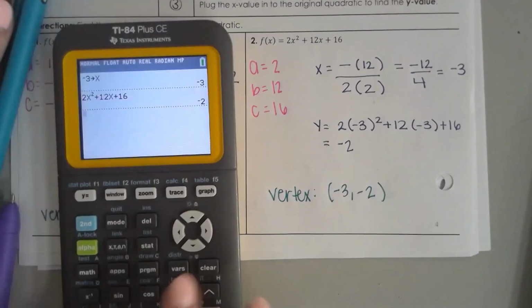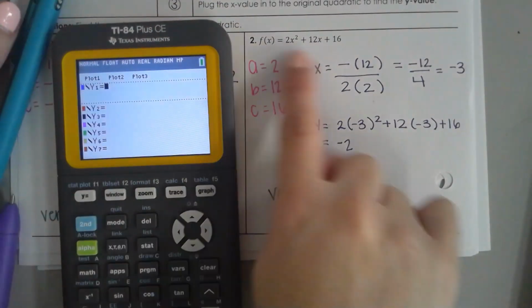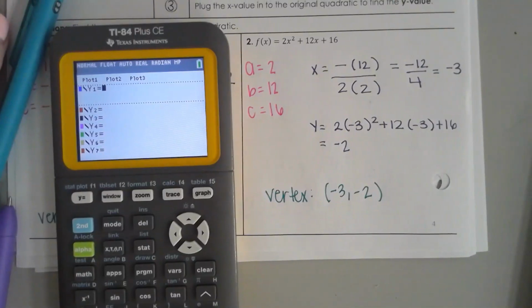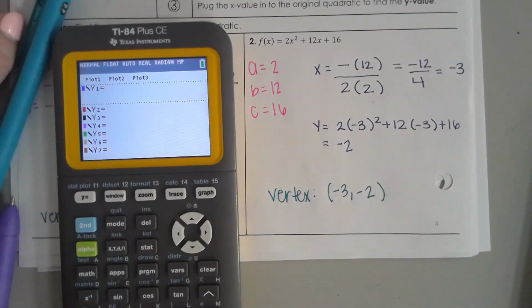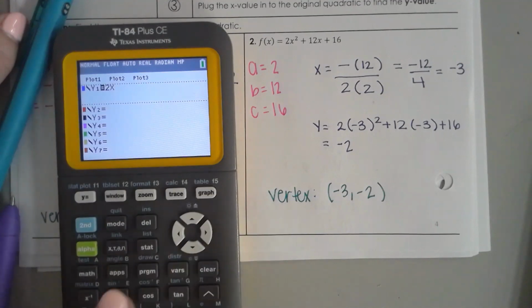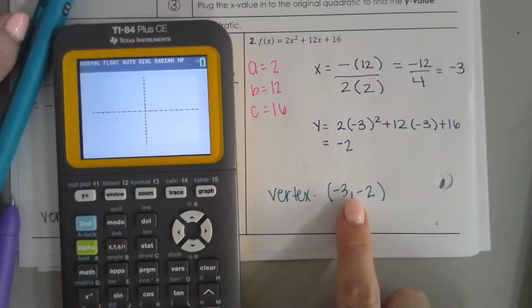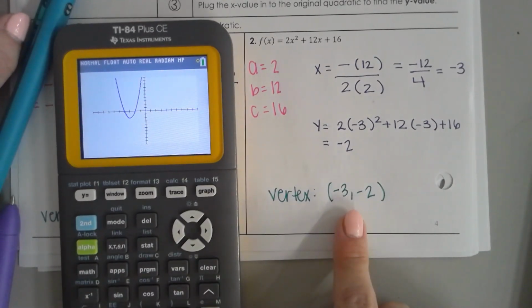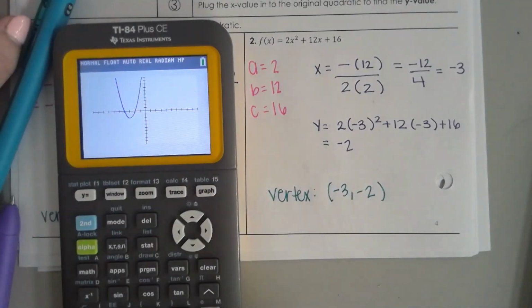If I wanted to check to see if I was right, I could graph this in my calculator. If you go to your y equals and you type in this equation, when you're typing in y equals, what you have stored for x on the other screen doesn't matter. It doesn't affect this at all. So 2x squared plus 12x plus 16. And then I could look at the graph to see if that vertex looks like it's -3, -2. That looks about right.